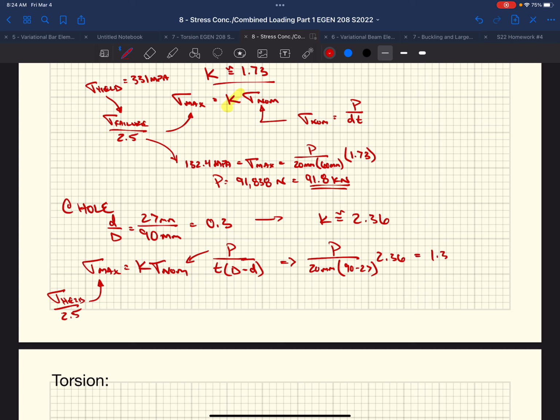Gives us 132.4 megapascals. So this gives us a K, or a P, equal to 70,700 newtons, or 70.7 kilonewtons.